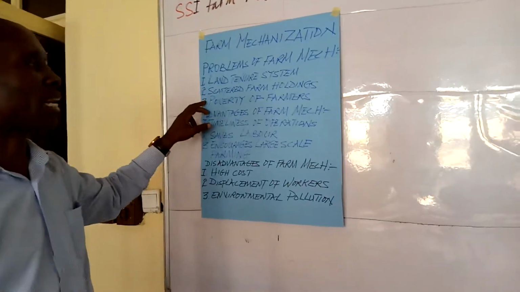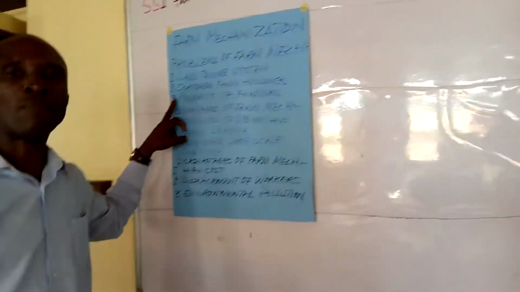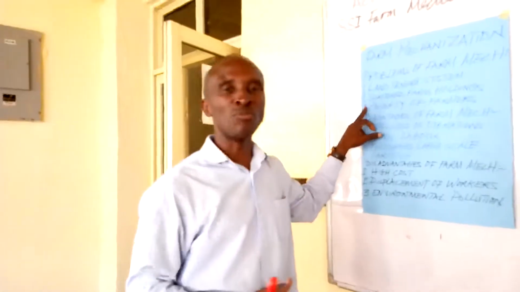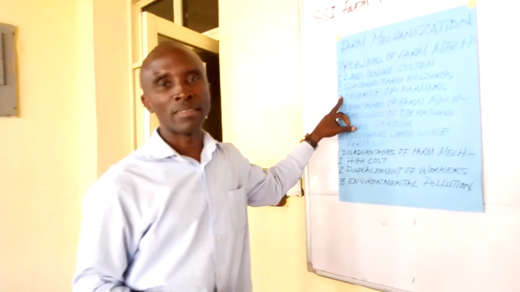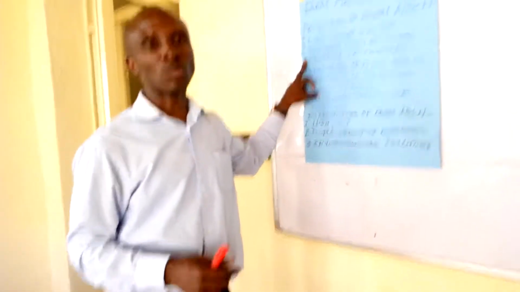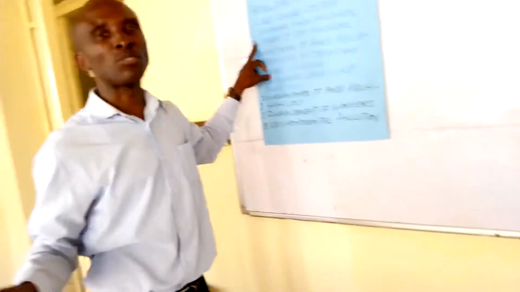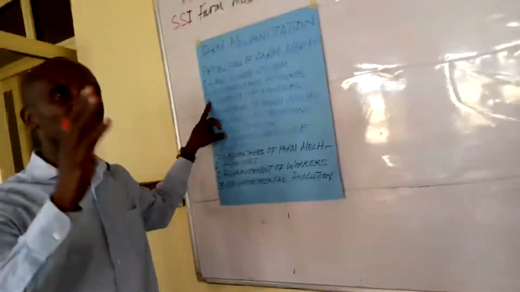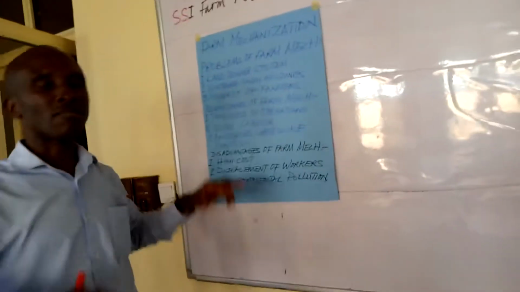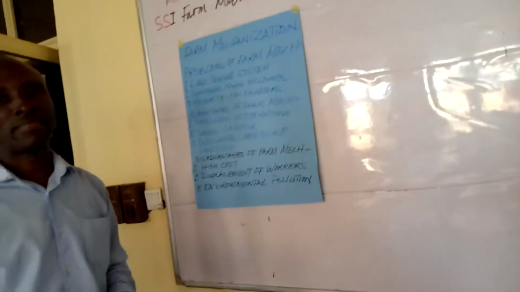The second problem is scattered farm holdings. One farmer will have different pieces of land in different places, and that is not good for farm mechanization, because you have to waste your fuel in this piece of land, to go to the next one. When you finish there, you go to the next one. Instead of having everything in one place, the farm holdings are scattered all over the place.